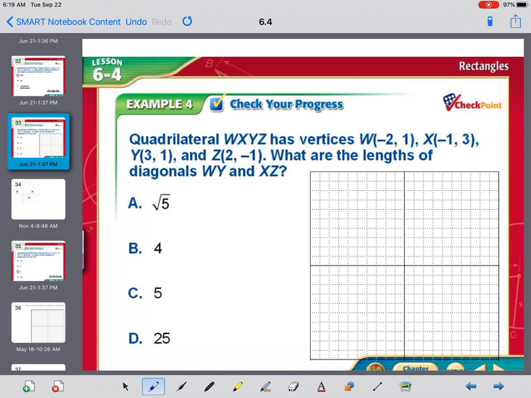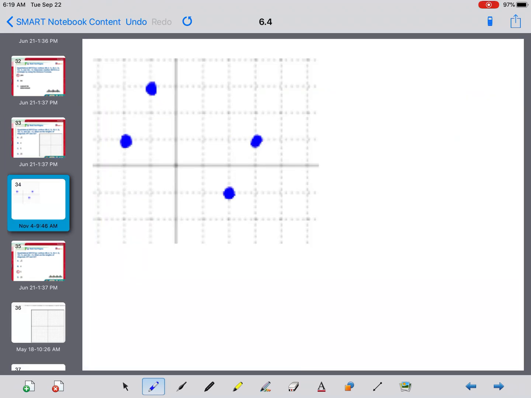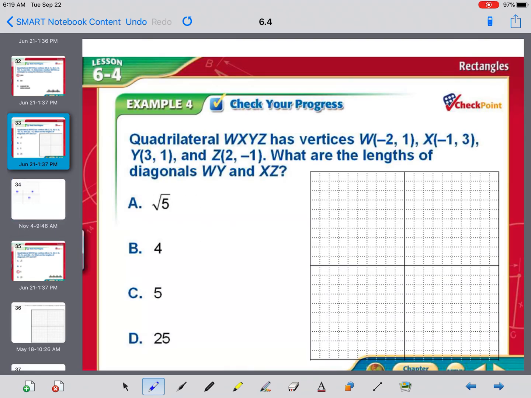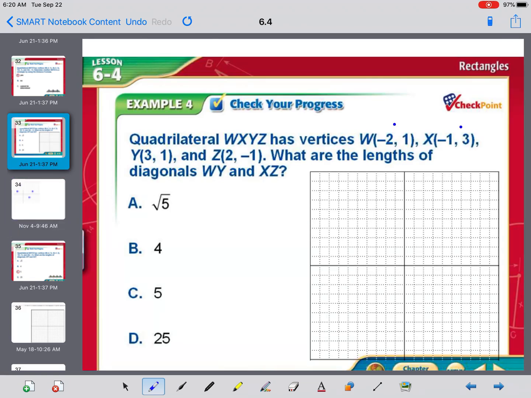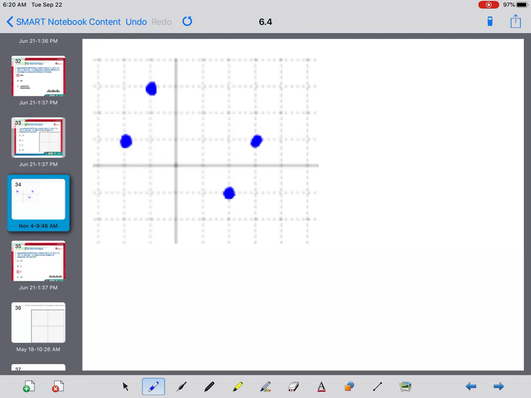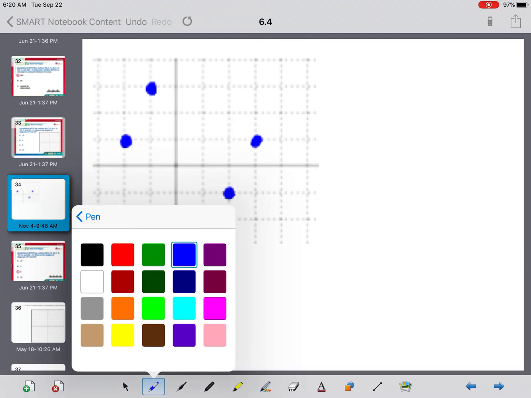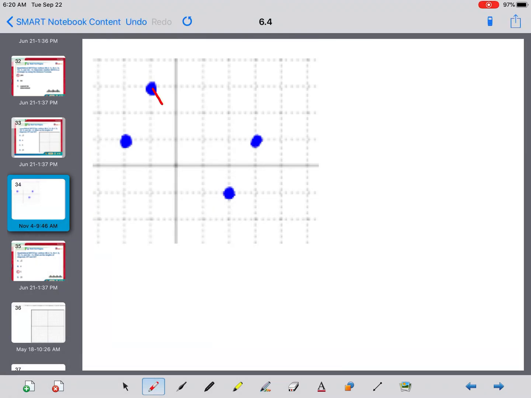So here they say, what are the lengths of the diagonals? So I'm going to graph. Trust me, those are those points, like -2, 1, and -1, 3. They're there. And so the question is, what are the lengths of the diagonals? So rather than draw the sides, I'm just going to draw the diagonals so they don't clutter up my picture.